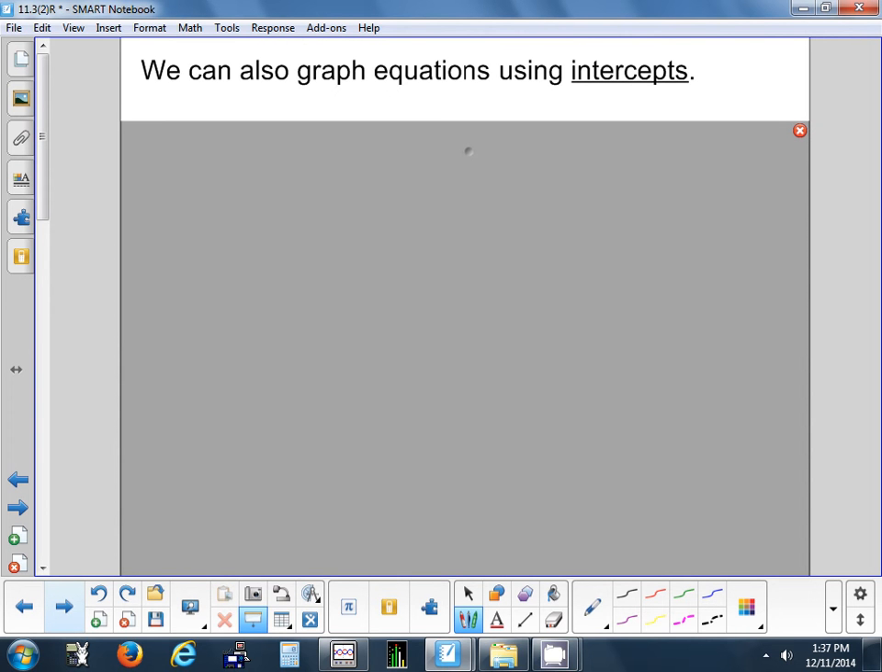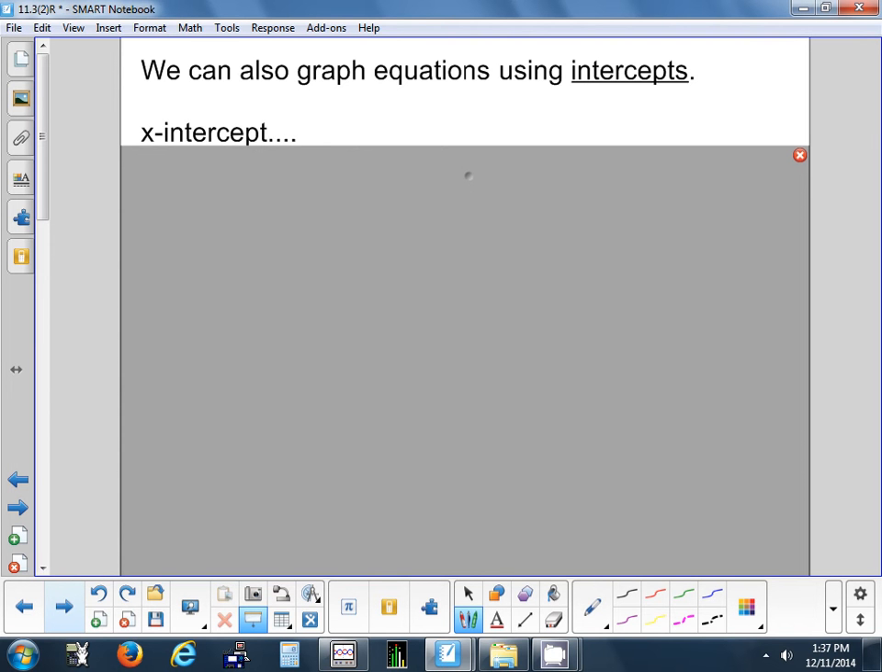Okay, so far we've been talking about intercepts. What's the intercept that we've used a lot? Which intercept? Y. We've used the Y-intercept. Well, we could also use the X-intercept. So we're gonna talk a little bit about what the X-intercept is. Like it says on your notes, we can also graph equations using, we have a blank there. What are you gonna fill it in with? Intercepts, good.